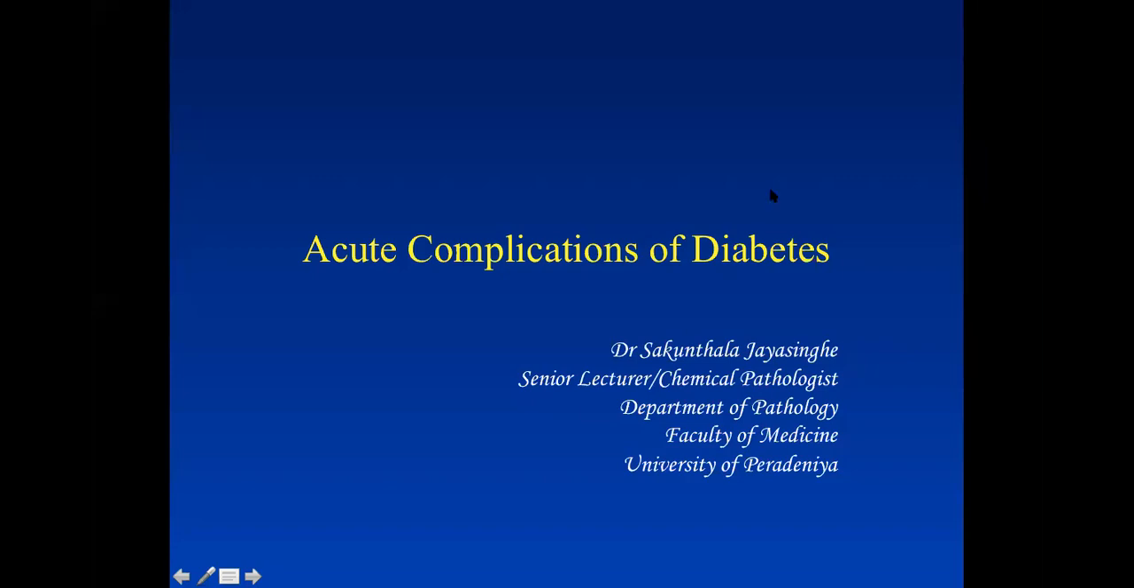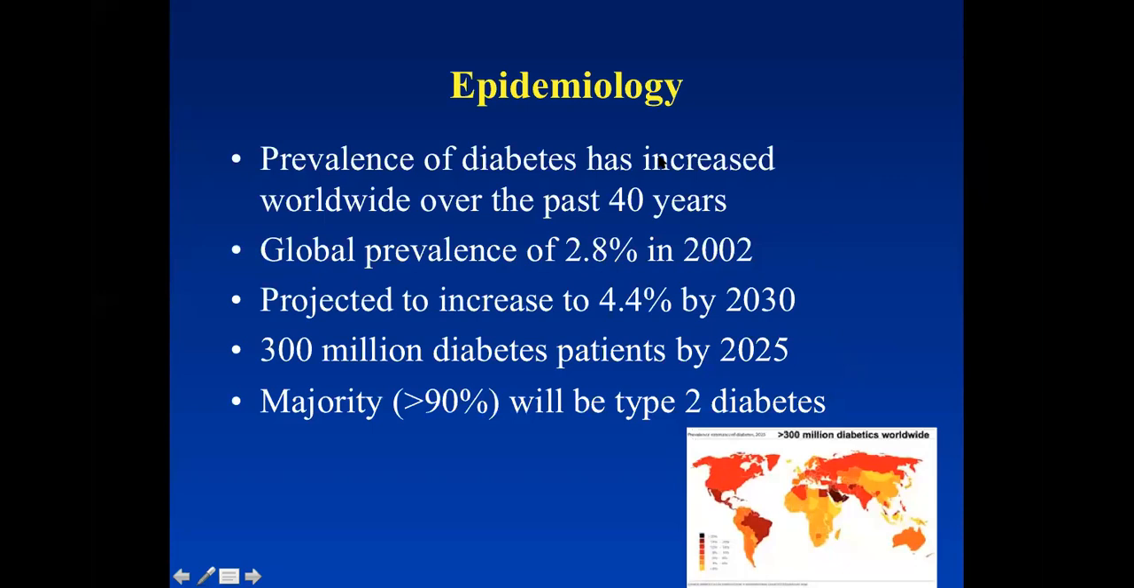Now the next part is acute complications of diabetes. This is just a little bit of epidemiology to show you the importance of diabetes. There is a lot of research going on in the world because this is such a prevalent disease, to find new treatments and new ways of management.